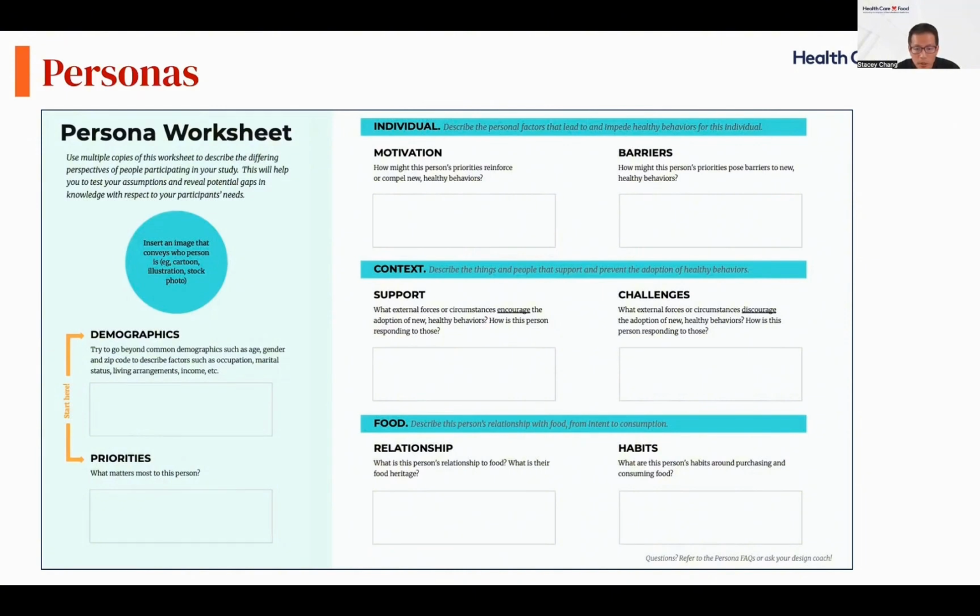oftentimes includes their food heritage, as well as their habits around purchasing and consuming food. I'd encourage as a first exercise to see if you can fill out this worksheet for your core target audience and then generate a number of alternate personas that accurately represent the breadth of your audience.